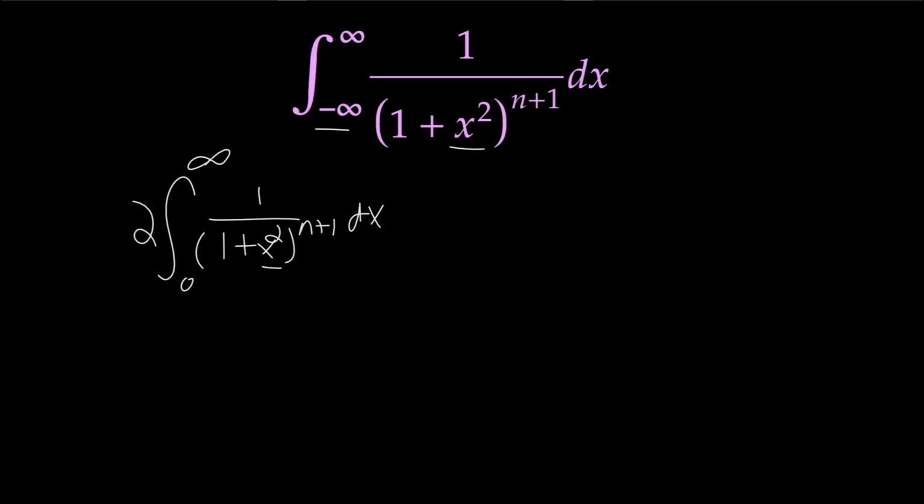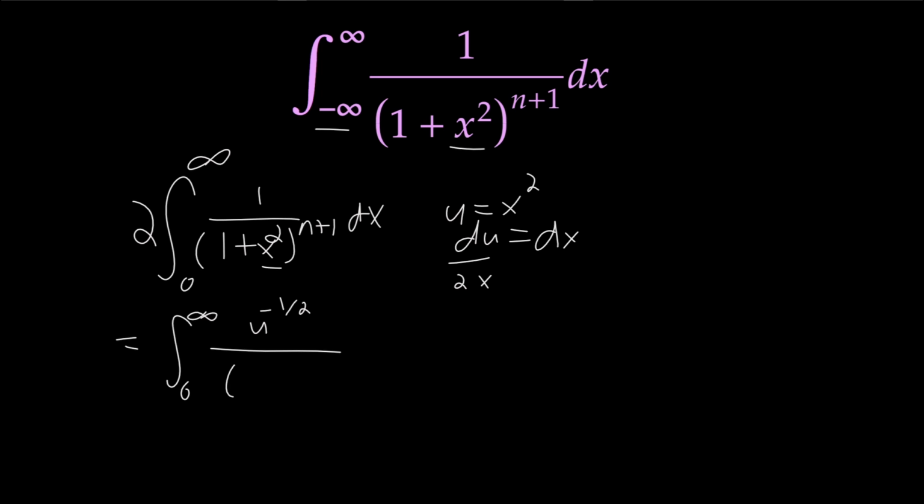We're going to do a quick u-sub, so we let u equal x squared. Then du is equal to 2x dx, so the 2's cancel and our integral is still the integral from 0 to infinity of, apologies, it's really u to the negative 1/2, and there's a reason I'm writing it like that, over 1 plus u to the n plus 1 du.